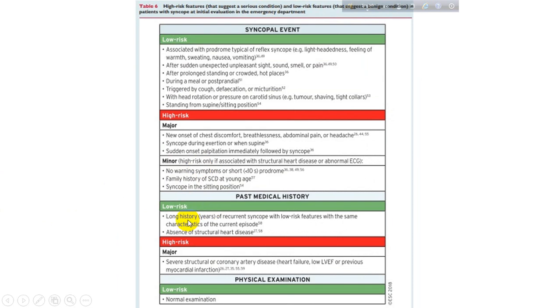From past medical history, low risks are long history, maybe years, of recurrent syncope with low risk features with the same characteristics of the current episode, and absence of structural heart disease. High risk features are major severe structural or coronary heart disease, such as heart failure, low left ventricular ejection fraction, or previous myocardial infarction.